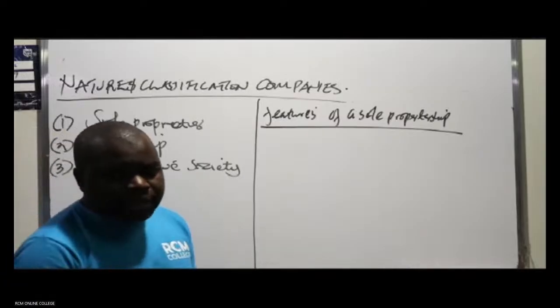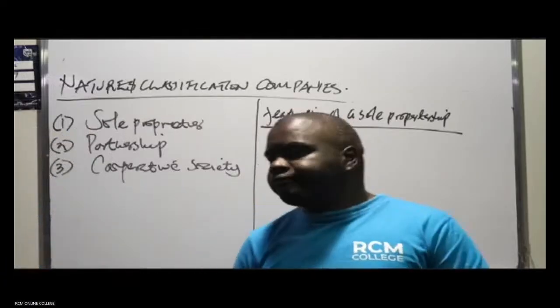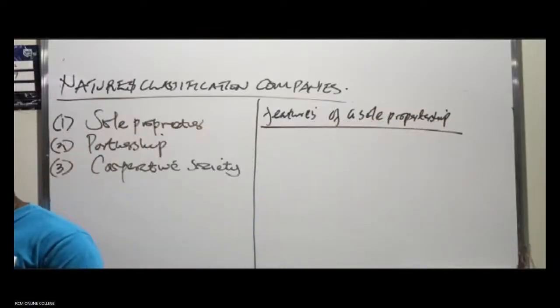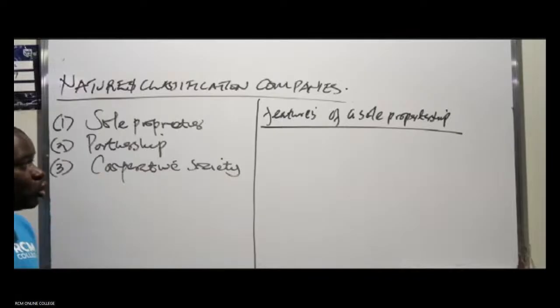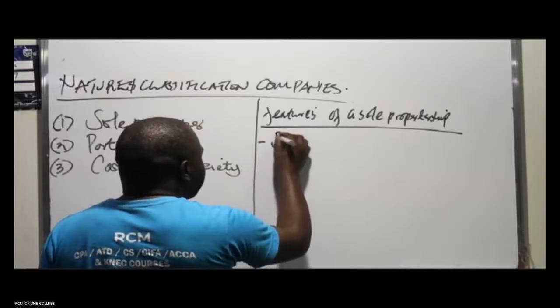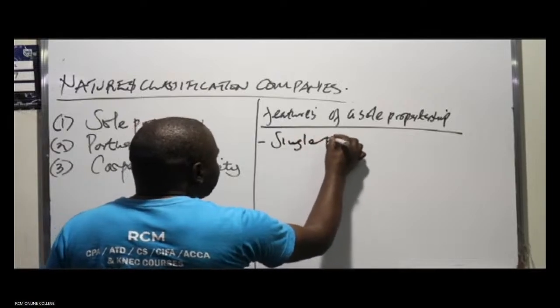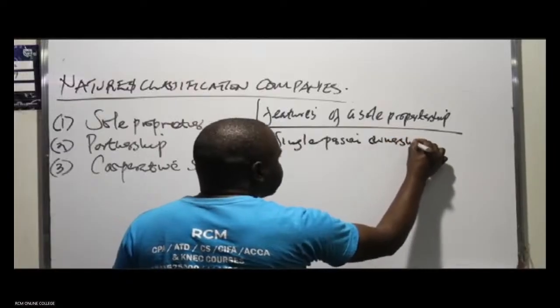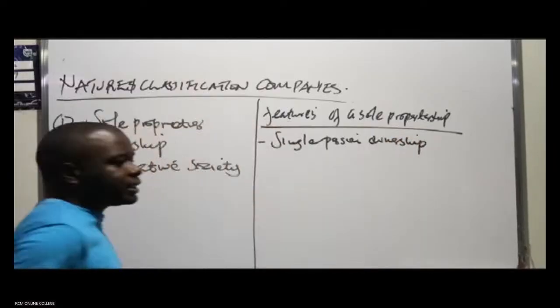What do you know about a sole proprietorship form of business? There's something you must actually be knowing about a sole proprietor. I can see Zipporah says it is owned by a single person. So single person ownership is the first one. Single person ownership is correct.